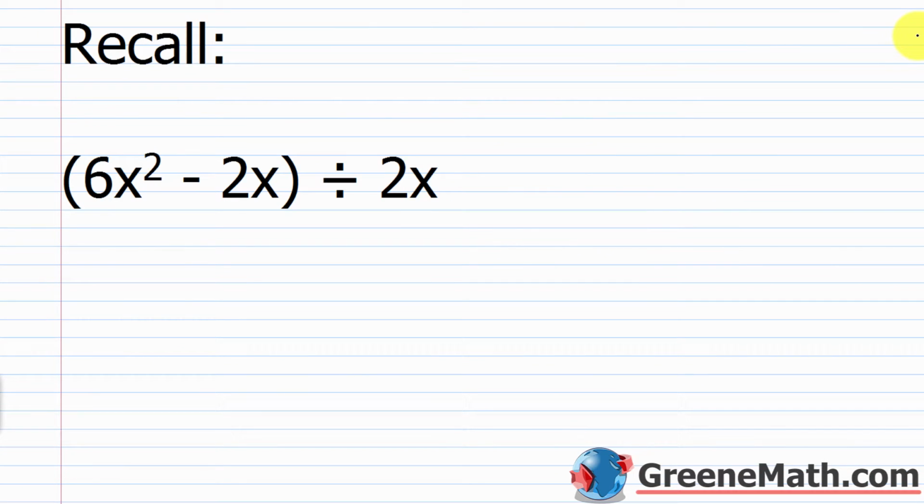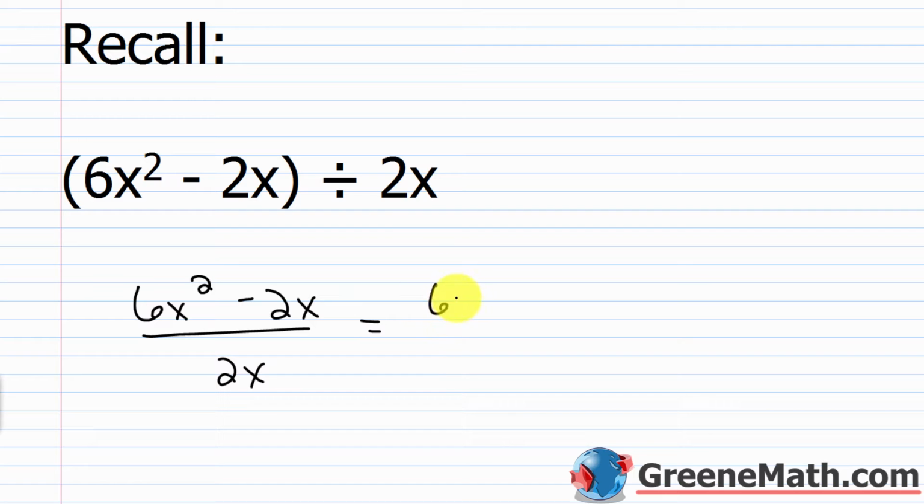So in the last lesson, we got started with dividing polynomials. We learned the simplest case, where we divided a polynomial by a monomial. Recall that if you had something like 6x squared minus 2x, and we divided this by 2x, we could write this as a fraction: 6x squared minus 2x over 2x. And then we could split this up, using the same logic as when we work with fractions with whole numbers. This is a common denominator.